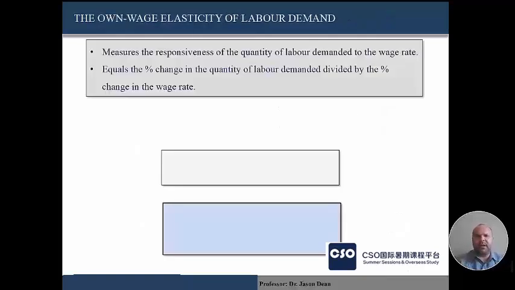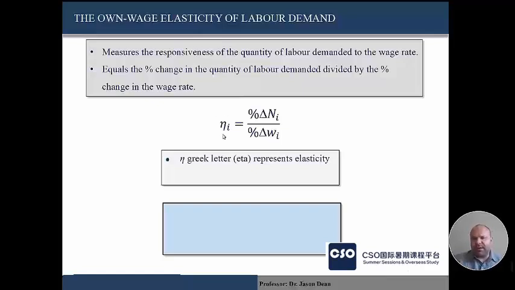Okay, now let's talk about the own wage elasticity of labor demand. This measures the responsiveness of the quantity of labor demanded to the wage rate. It's simply equal to the percentage change in the quantity of labor demanded, divided by the percentage change in the wage. The Greek letter eta represents elasticity, and i denotes the category of labor.